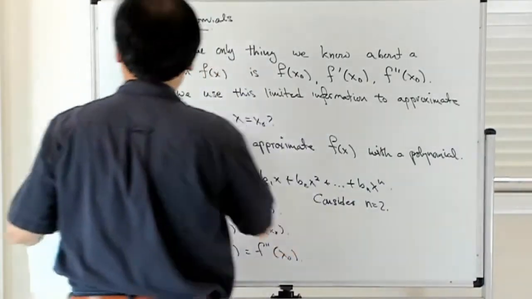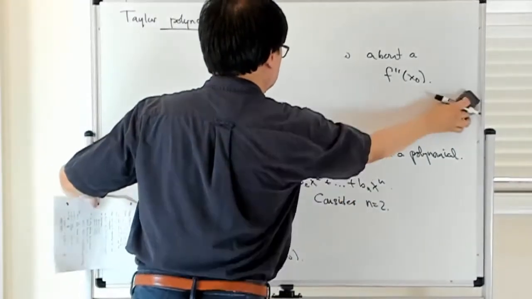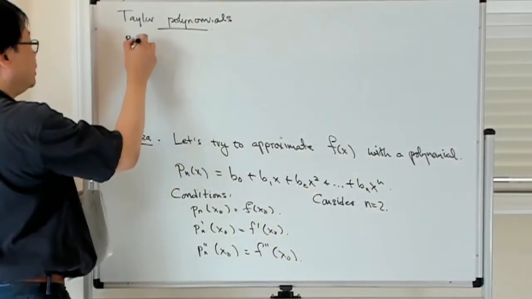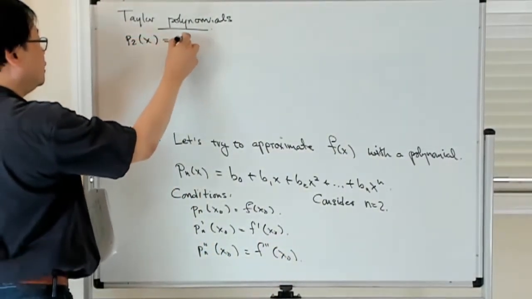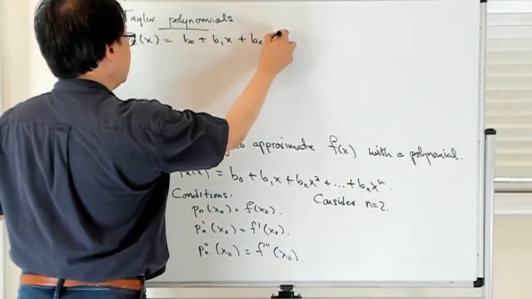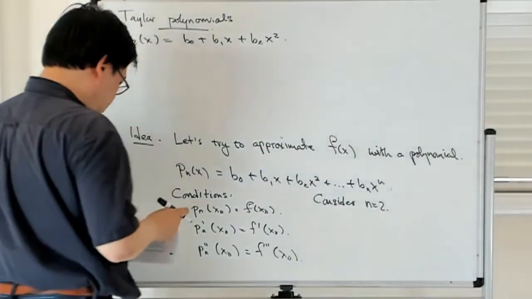Okay, so let's go ahead and see what happens. I'm just going to let n equals 2, so that means I'm just going to look at a polynomial of degree 2, p2 of x, which is b0 plus b1 x plus b2 x squared, and I'm going to impose these conditions, right?